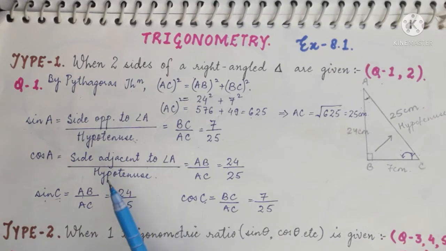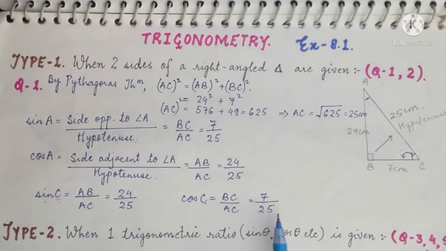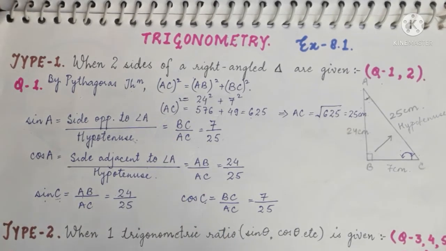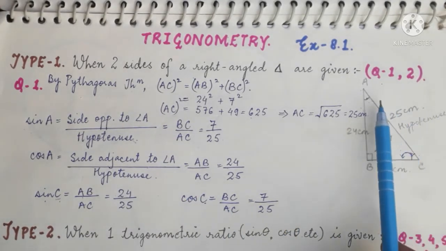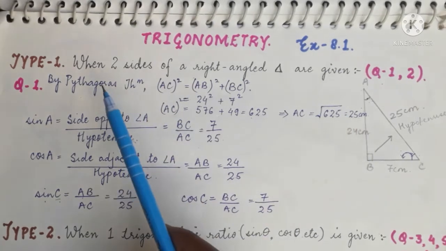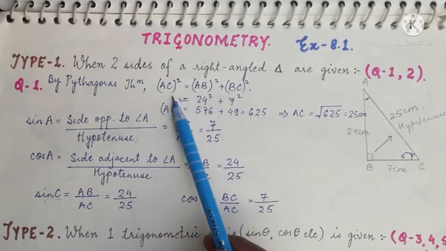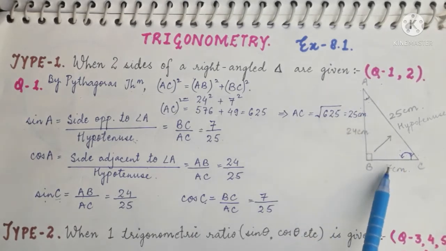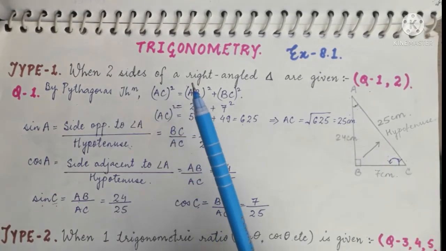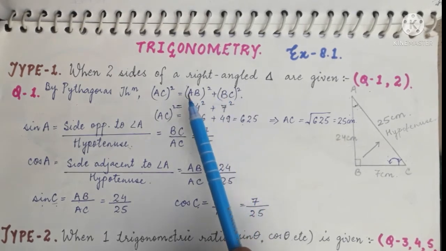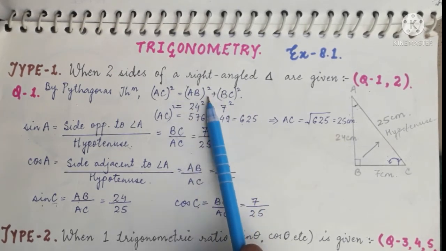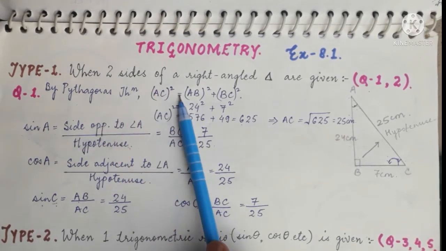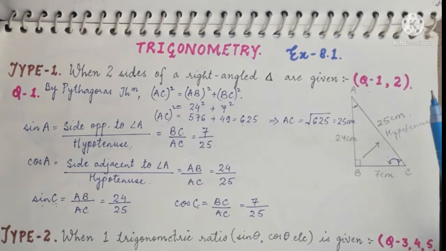Okay, so we have found the values of all the trigonometric ratios in the question. What we have to do? We just have to find the length of the unknown side using Pythagoras Theorem, which says AC square, that is hypotenuse square, is equal to the sum of squares of other two sides. If two sides are known, then we can easily find the length of third side using Pythagoras Theorem, so learn it by heart. Now question 2.